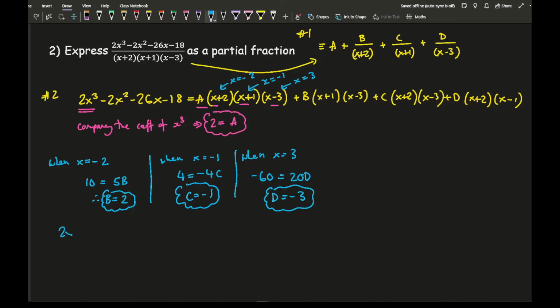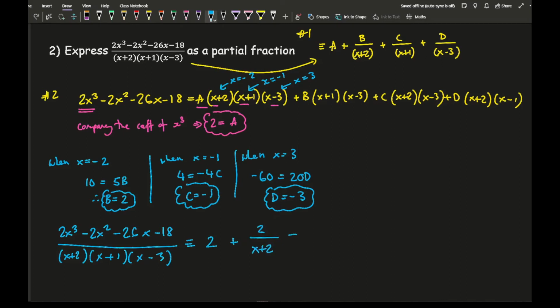So there I've got 2x cubed minus 2x squared minus 26x minus 18 all over x plus 2, x plus 1, x minus 3, and that's going to be the same as a, which is 2, plus b, which is 2 over x plus 2, minus 1 over x plus 1, minus 3 over x minus 3. Now it doesn't really matter if you put brackets around the denominators, but I always do. And there is my final answer.